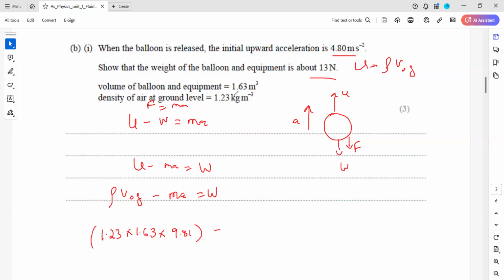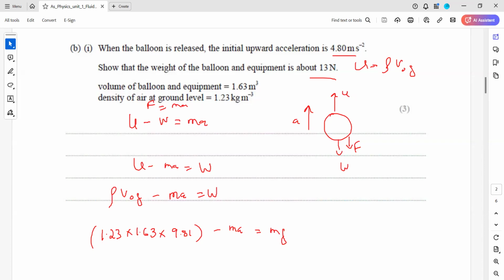Then here we have to substitute the mass, but we don't have the mass. How can we substitute the mass? Because the acceleration is given. The acceleration is 4.8. So first, what we can do is work out the mass by substitution and then multiply by gravity, because this is ma and this is mg, which we need for the weight.